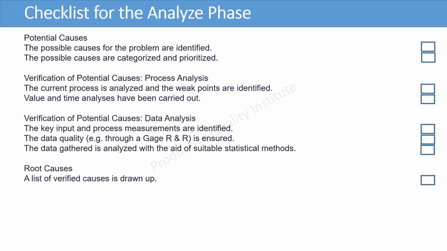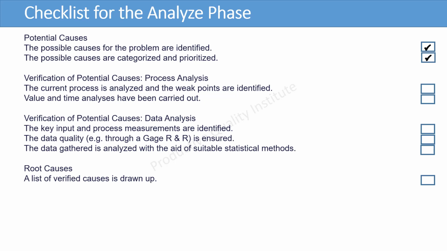Now we will perform the checklist for the analyze phase. In case of any unmarked point, from your point of view, please replay the lectures of the analyze phase, check the course materials, watch the instructional videos, check the templates, and perform the activities. We will perform the checklist for the following potential causes. The possible causes for the problem are identified. The possible causes are categorized and prioritized. Verification of potential causes, process analysis.